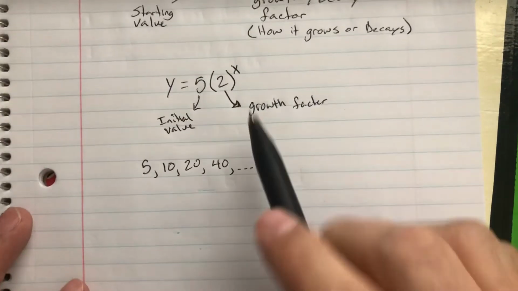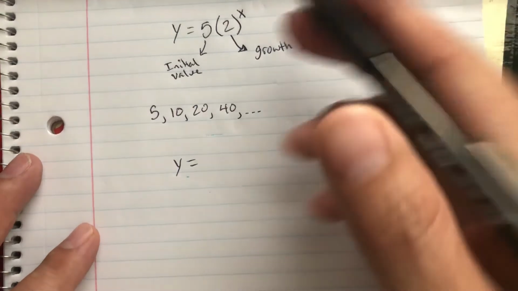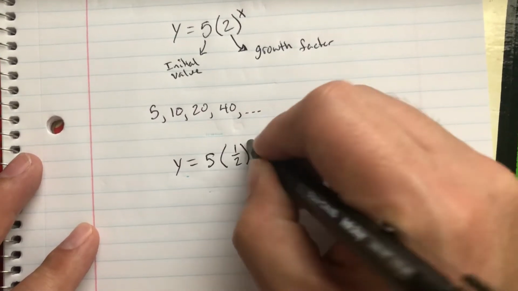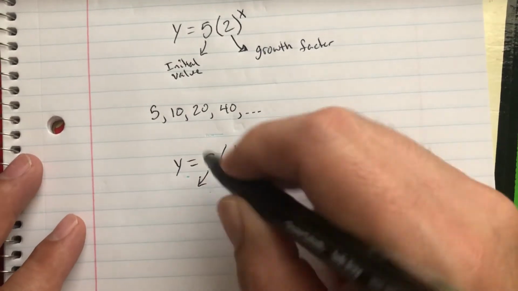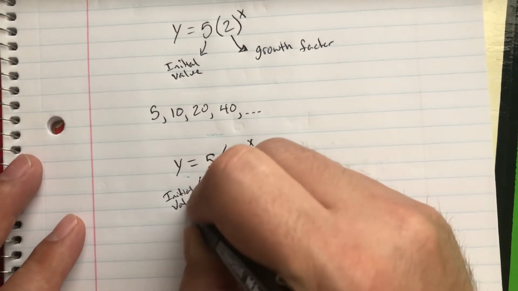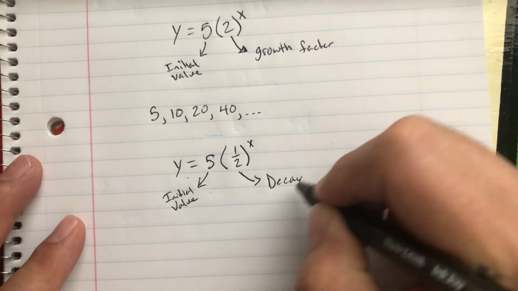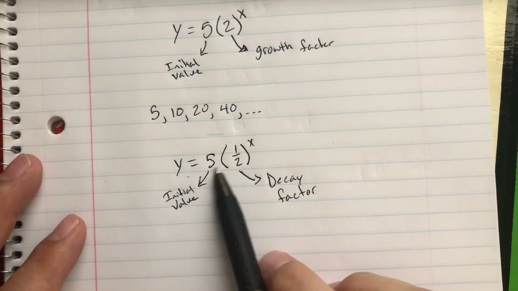This is an example of an exponential growth. If for some reason I had 5 and then 1/2 raised to the power of x, well, now this is still my initial value. This now is a decay factor. So this time it would be getting cut in half each time.